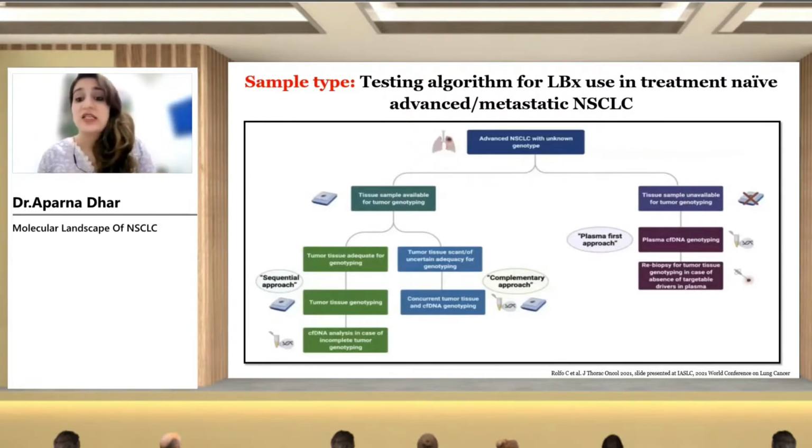The first one is a sequential approach where tissue testing has failed. The second one is a complementary approach where you do both liquid and tissue simultaneously. And the third one is a plasma first approach, where it's clear that we're not going to have sufficient tissue, or surgery or biopsy is not an option, or the tumor is inaccessible, then we go ahead and we do a liquid biopsy.